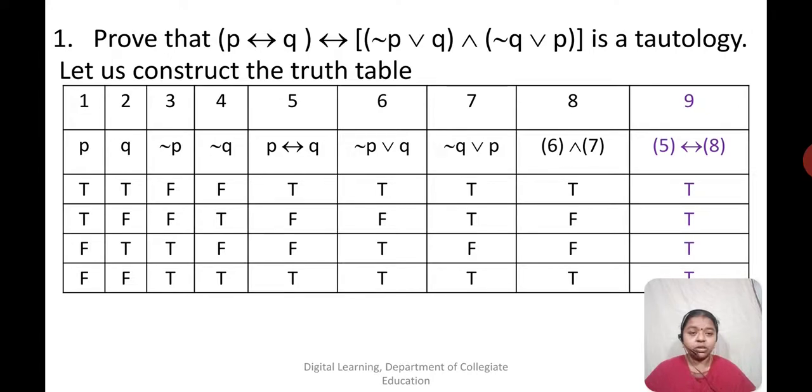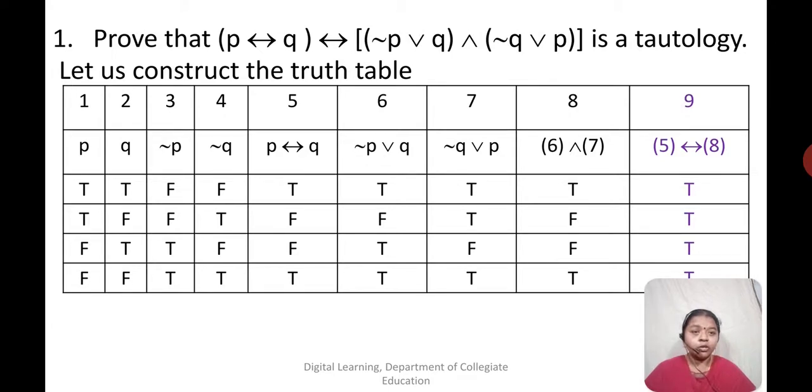When I come to the third combination, the first one is capital T in column number 6. The second one is capital F in column number 7. So when I use this AND condition, the answer is going to be capital F. Now let's go to the last combination. The last combination has capital T and capital T in both the places. When I use this AND symbol there, your answer is going to be capital T. So we almost finished 80% of the problem.